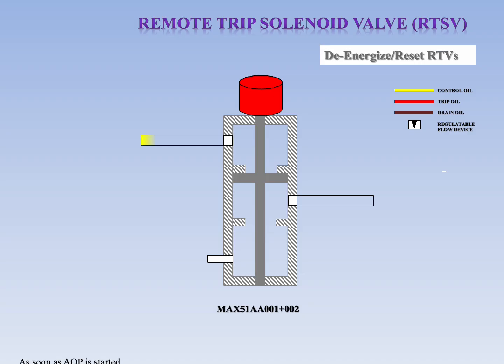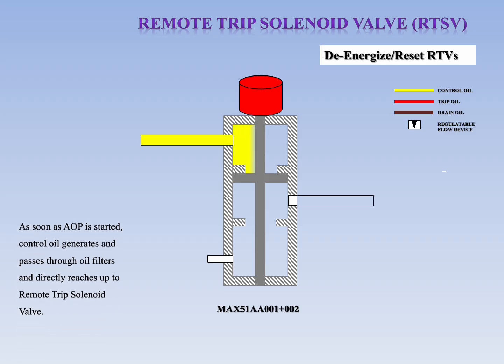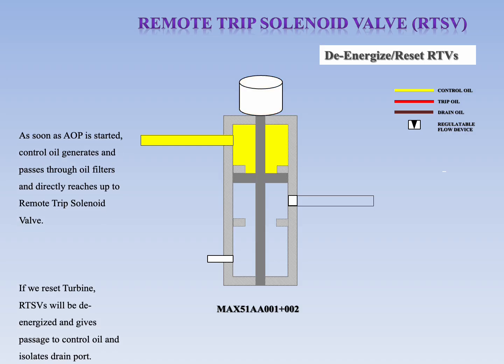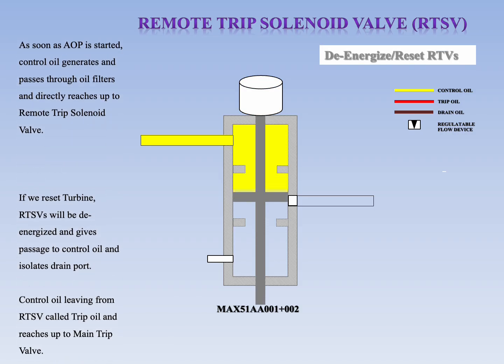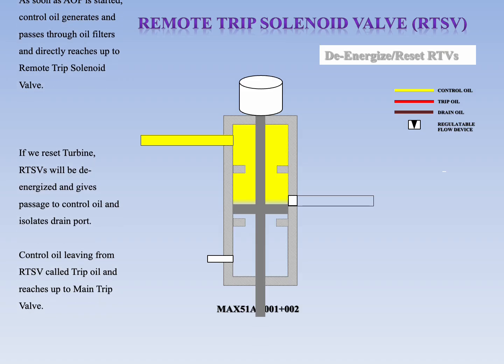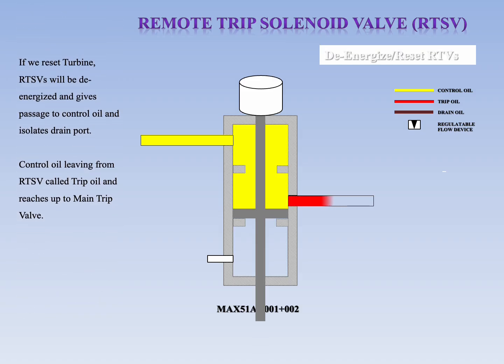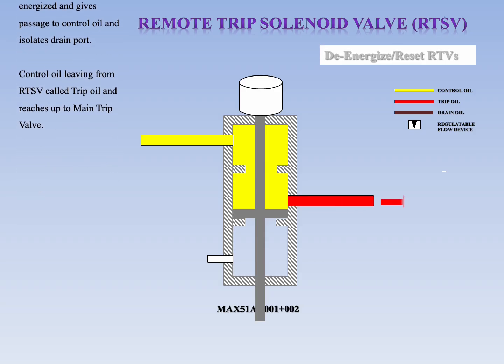As soon as AOP is started, control oil generates and passes through oil filters and directly reaches the remote trip solenoid valve. If we reset the turbine, RTSVs will be de-energized and give passage to control oil and isolate the drain port. Control oil leaving the RTSV is called trip oil and reaches the main trip valve.